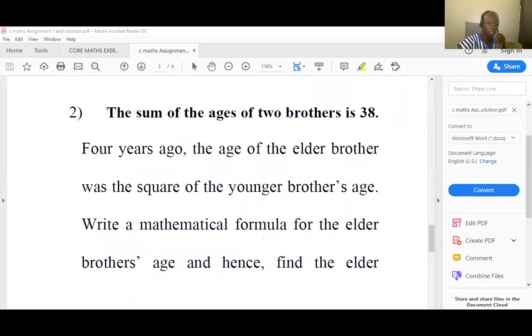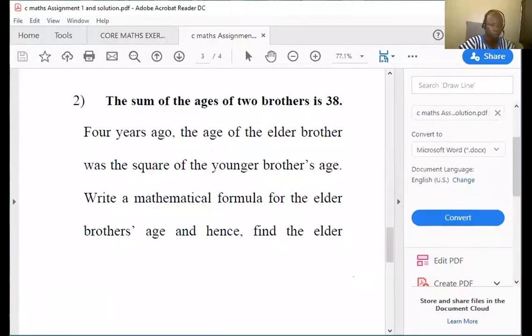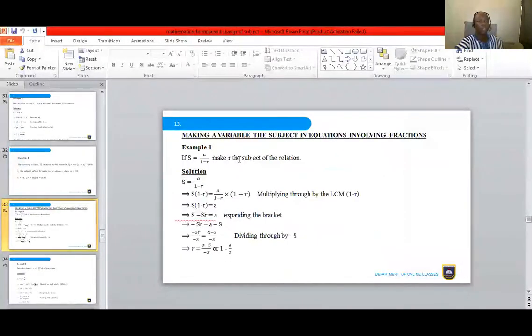Again, let's see. Shelga, what did we learn last week? Change of subject. Okay, what did we study under the change of subject? We learned the steps in making a variable the subject of a formula. Okay, all right. And we also solved some examples under it. Making a variable the subject in equations involving fractions.